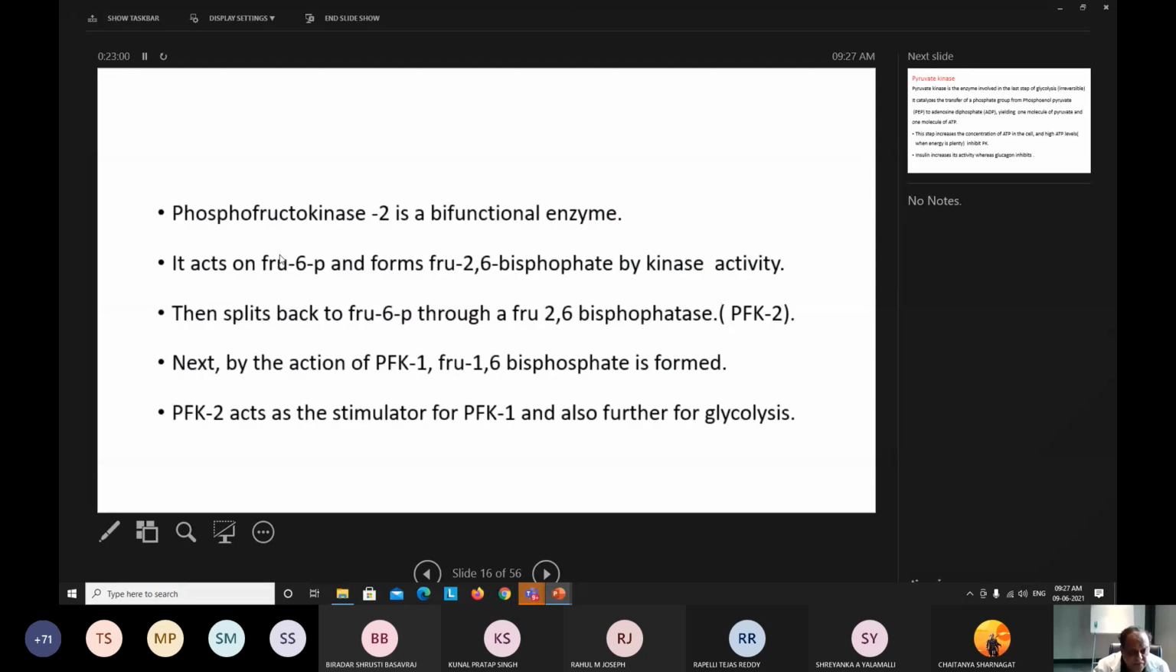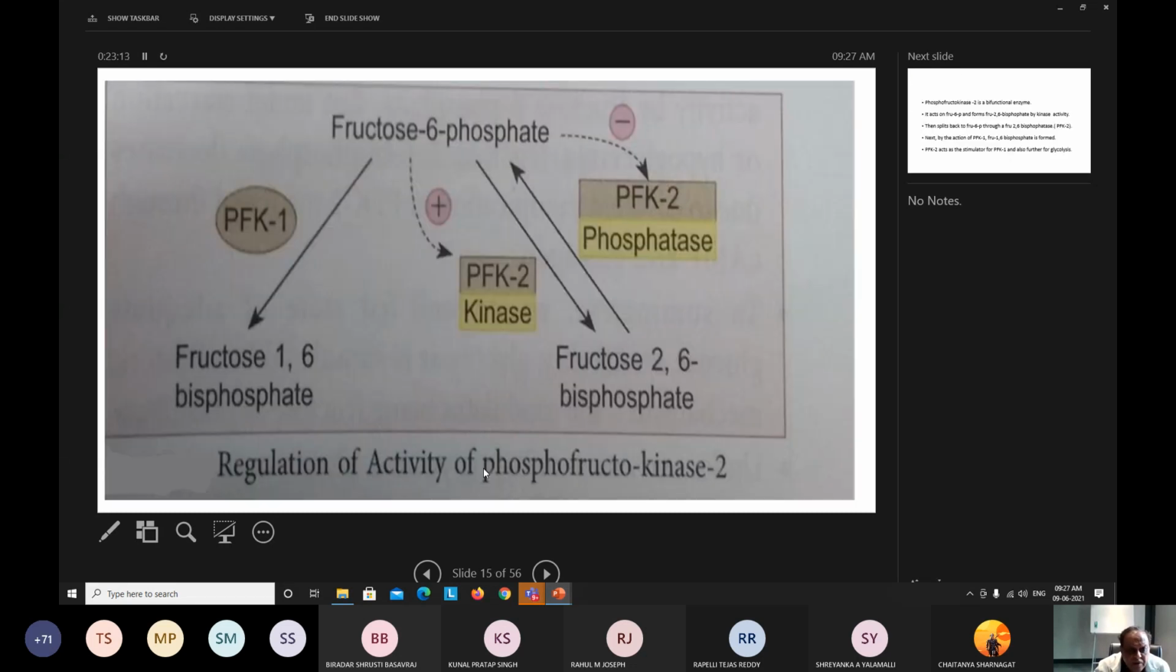So the same thing is written here. It acts as a stimulator for PFK1 and also for the further glycolysis. This one also acts as an activator, and it continues the process of glycolysis.